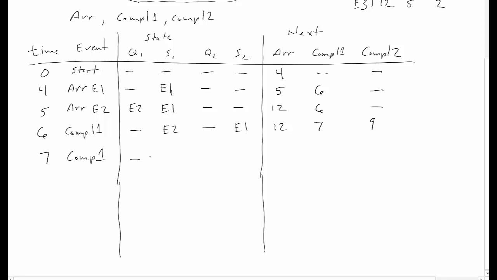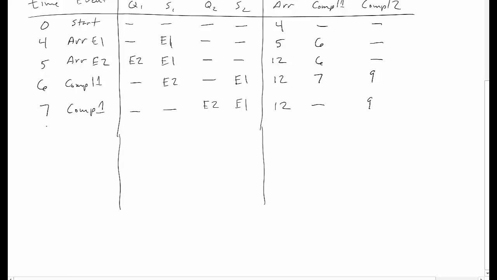So we have nothing in queue at server 1, nothing being processed at server 1, E2 has moved to Q2, and E1 is still being processed. The next arrival still happens at time 12. Completion on 2 happens at time 9. And we don't have a completion time for 1 because nothing's being processed. Next we jump to time 9, which is completion on 2.